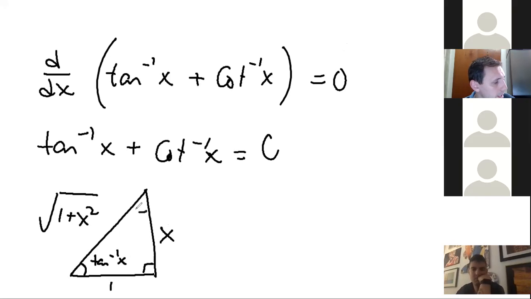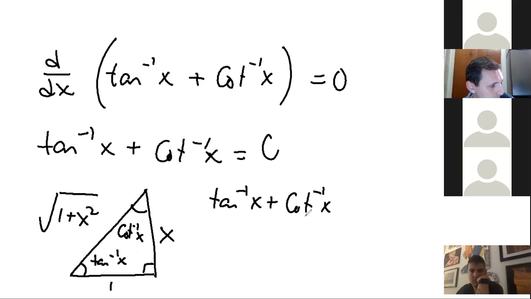Now, this other angle, I can also write as x over 1 if I place here cotangent inverse. Cotangent inverse means adjacent over opposite, right? So then what is the value exactly of tangent inverse plus cotangent inverse, please? Is exactly what value?